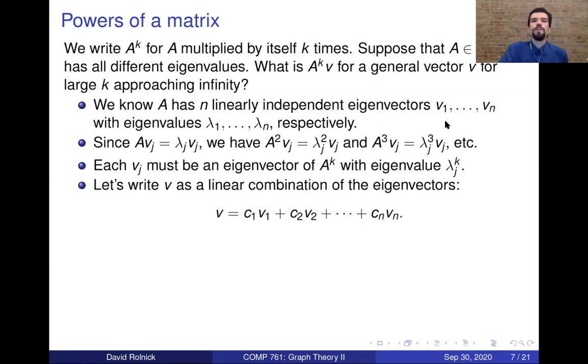So suppose that we have this vector v. Now, since we have these n linearly independent eigenvectors, we can write v as some combination of those eigenvectors. Now what can we do?